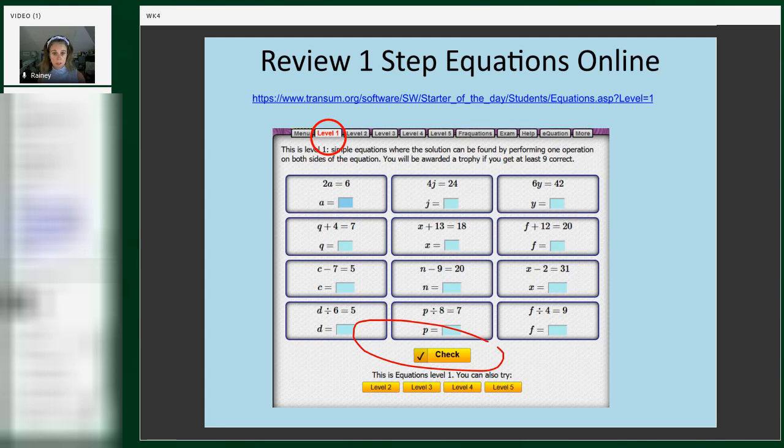Remember to do the opposite. That's all you've got to do. And click check. All right, when you're done, tell me how you did. I actually missed one because I typed it wrong.